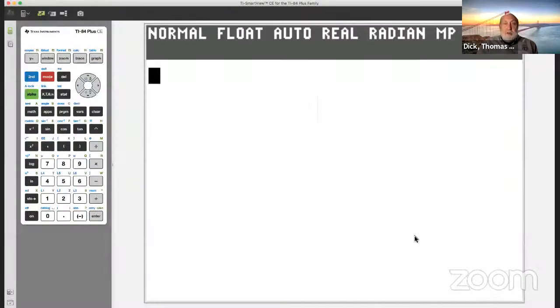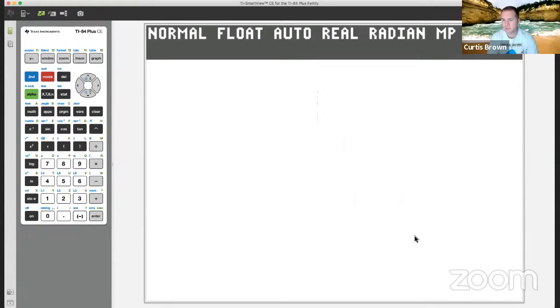I'm going to go ahead and start. I'm actually going to try to use both the TI-84 and the TI-Nspire tonight. I'll start out with the 84. So let me share my screen there, and you all can give me some feedback if that's working okay. Yep, it looks good.